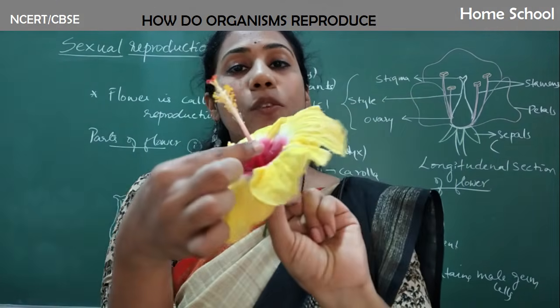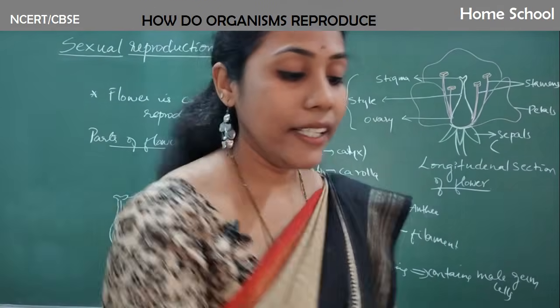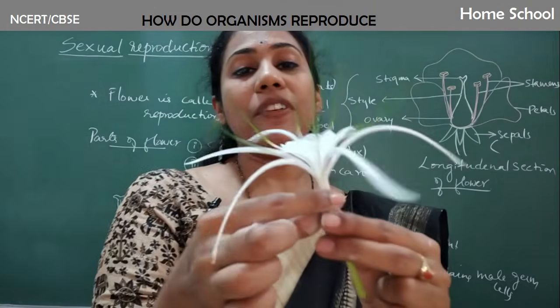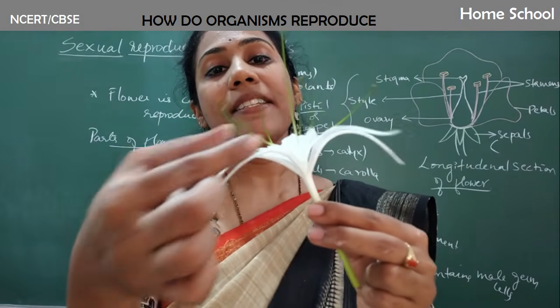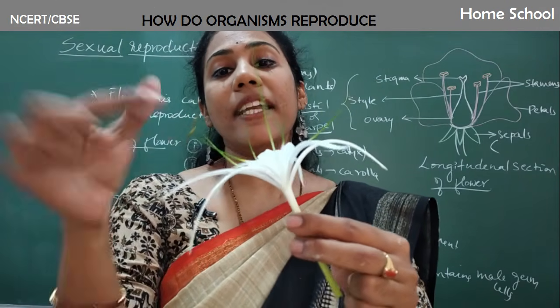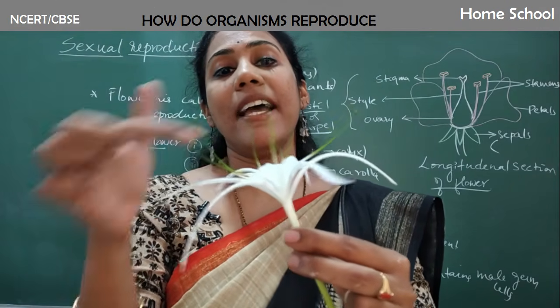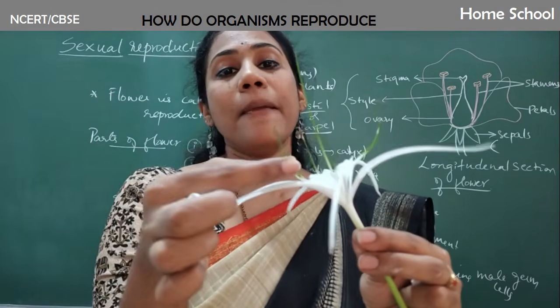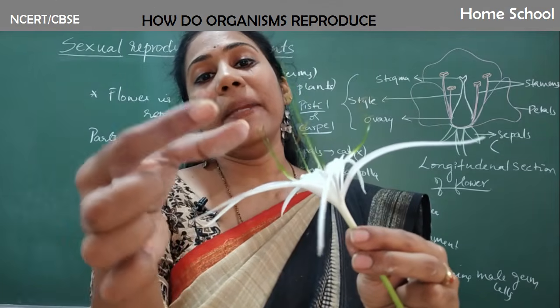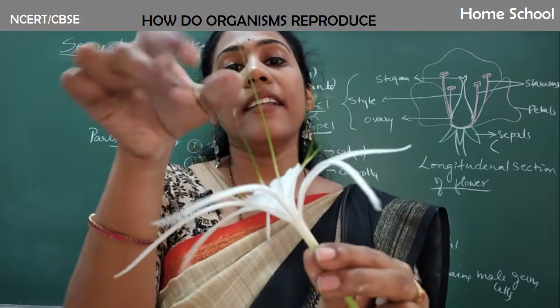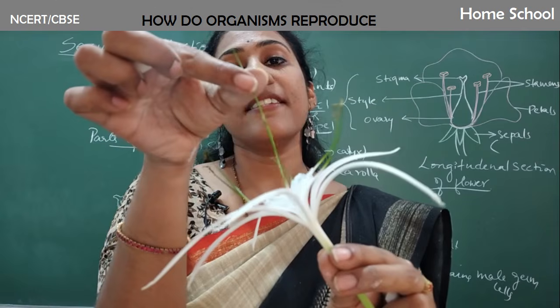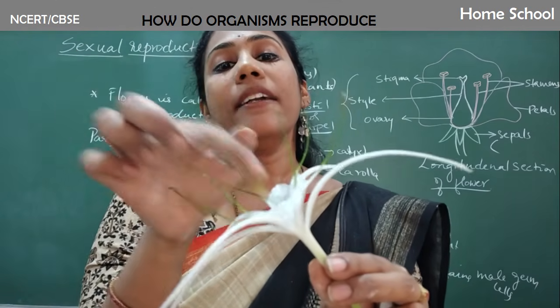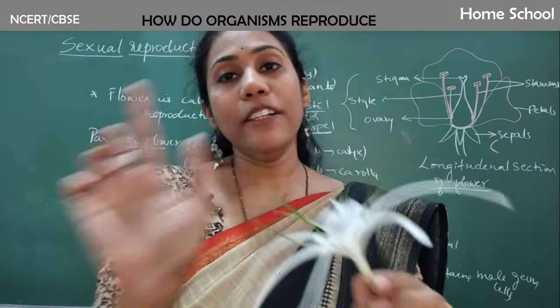So this is one kind of flower, and this is another kind of flower. Here the stamens are separately present. There is no connection between stamen and stigma and style. So stamens are there, with filament and anther. At the center you have the longest style and stigma. Deep down in the bottom you will find the ovary.